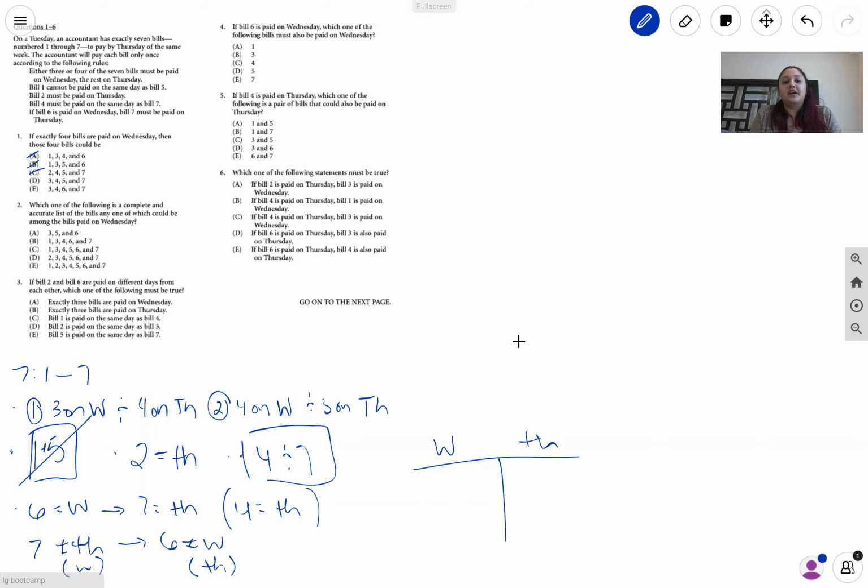And the last rule says if bill 6 is paid on Wednesday, bill 7 and bill 4 must be paid on Thursday. So I'm going to look for an answer choice that has 6 and also 4 or 7, because I know they can't be together on Wednesday. And that's E. So I can cross that out, because if 6 is on Wednesday, then 4 and 7 have to be on Thursday, which leaves me with D as the right answer. Does that make sense to everyone, or does anyone have any questions about how I got to that?